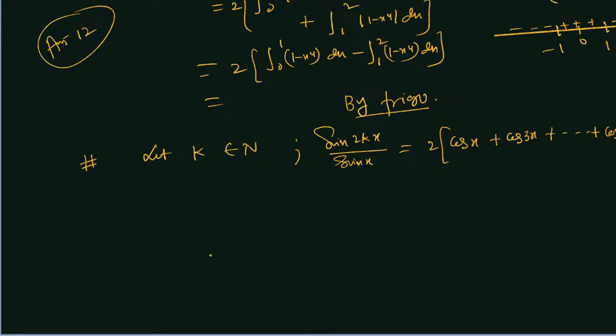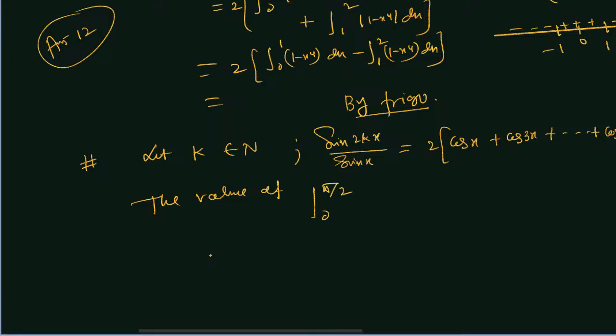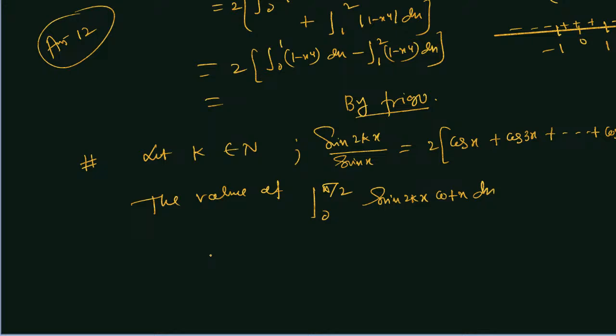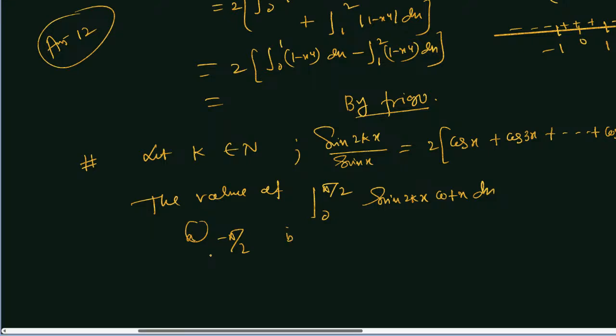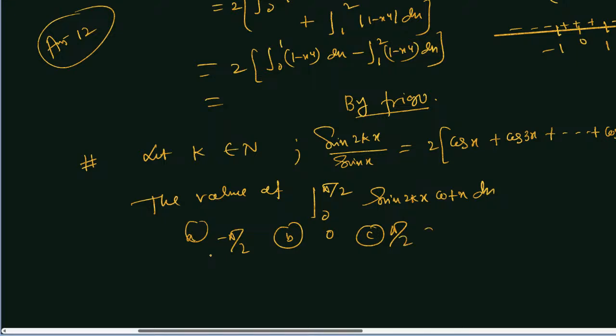Therefore, let I equal to, knowing this, I have given you whatever you need, the integral from 0 to pi by 2 of sin 2kx by cos x dx. What is the value? Minus pi by 2, 0, pi by 2 and pi. Just think once how to do it, then I'll help you.